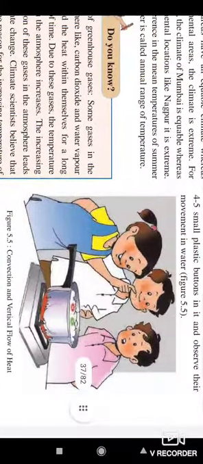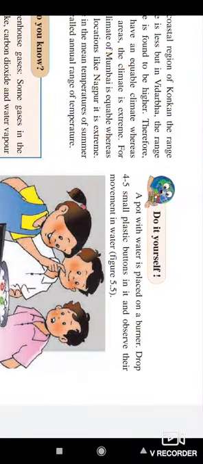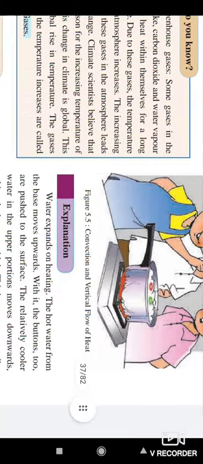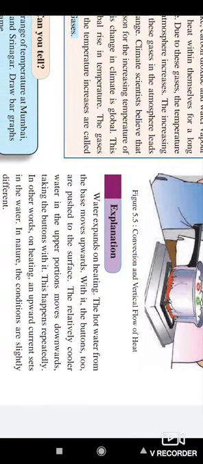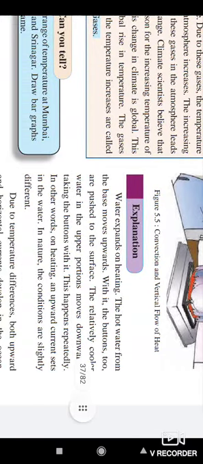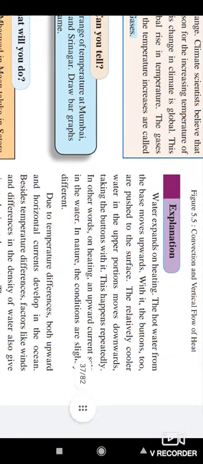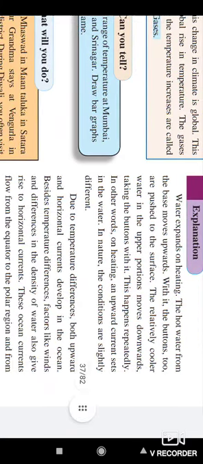So here we have an experiment, that is, do it yourself. A pot with water is placed on a burner. Drop 4 to 5 small plastic buttons in it and observe the movement of the water. Water expands on heating and the hot water from the base moves upward with it. The buttons are also pushed to the surface. Relatively cooler water in the upper portions moves downward, taking the buttons with it.